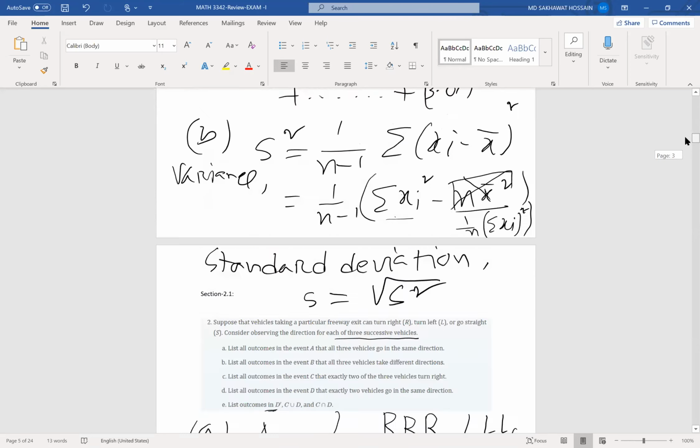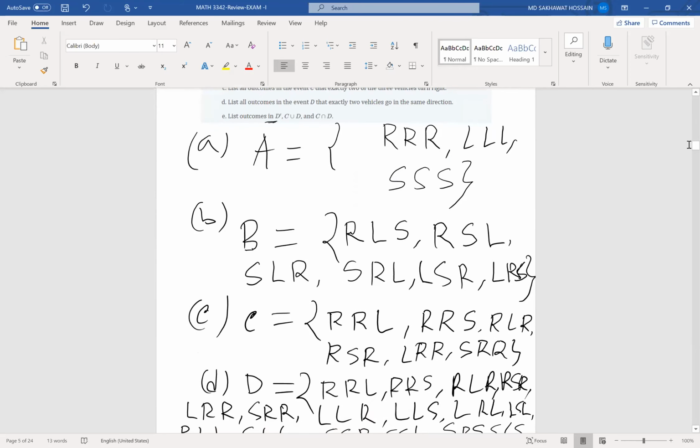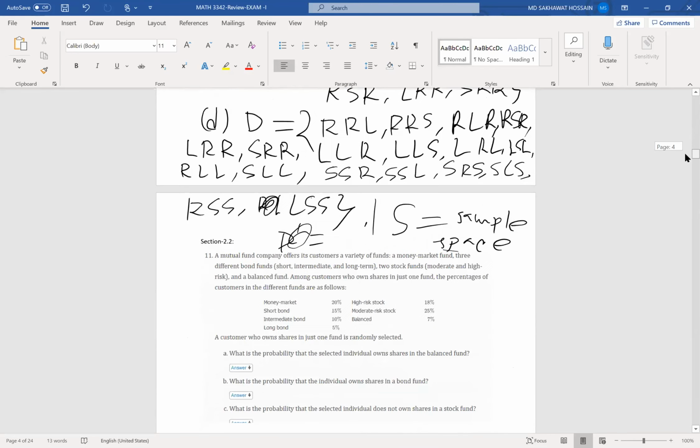And in part D, you have C union D. C union D means the outcomes either in C or in D, and C intersection D will be the common outcomes. So all the outcomes in C are also outcomes in D. That means C intersection D will actually be C.